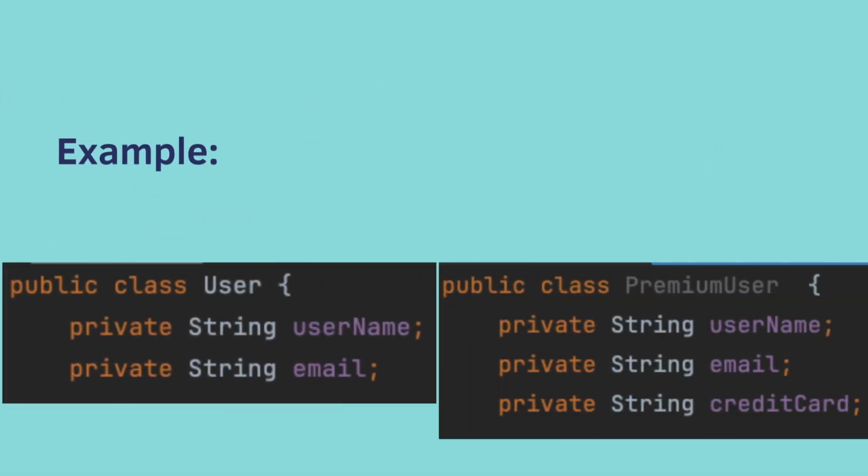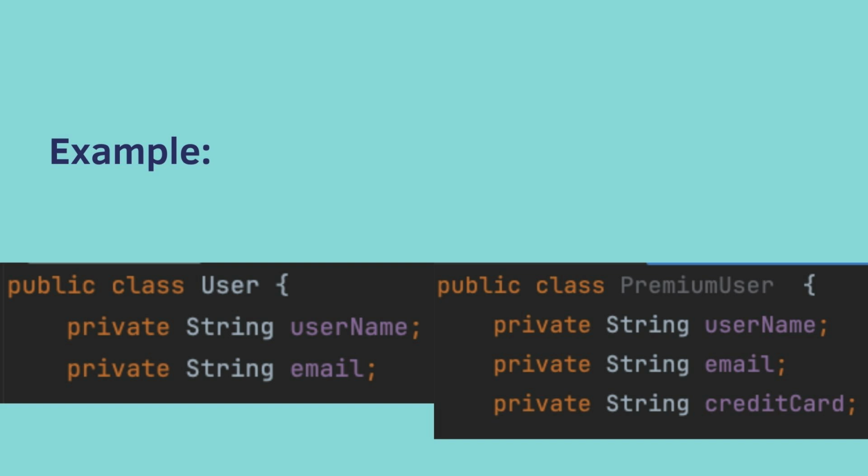Here's an example. So on the left, you have a user. It has a username and an email. And then later on, you add a premium user. A premium user also has a username, also has an email, but in addition has a credit card number. Notice, username and email are the same between the two, and we don't want to duplicate all of our getters and setters and the constructor and the toString method, all of the code that goes with it.